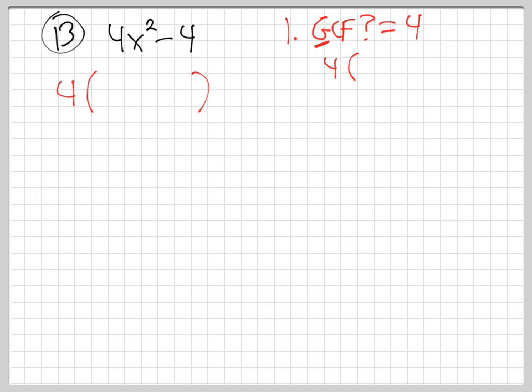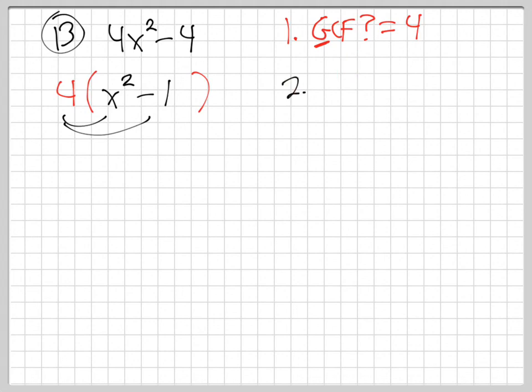You with me on GCF? You take the greatest number that divides into both, which is 4. 2 also goes in, but that's not the greatest. And when it comes to the letters, you take the lowest power, and the lowest power is no x's at all. They don't both have x's, do they? So we can't take out any x's, just the number 4. What does that leave on the inside? X squared minus 1, because that would multiply to go back. Good so far. That's step number 1.